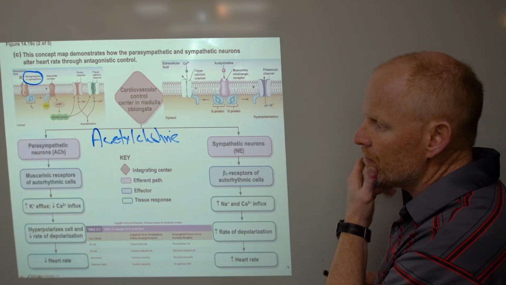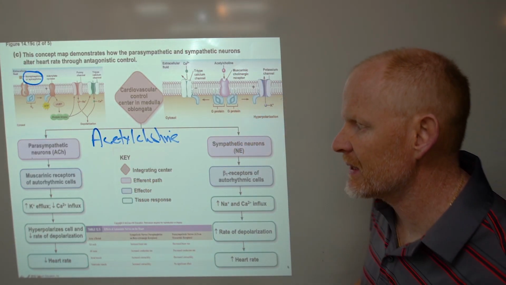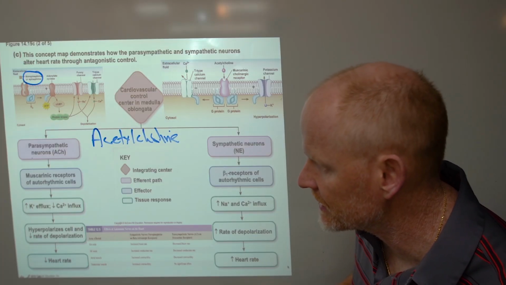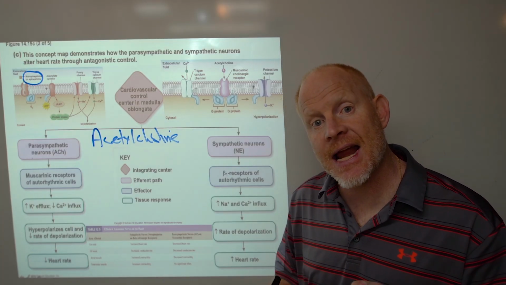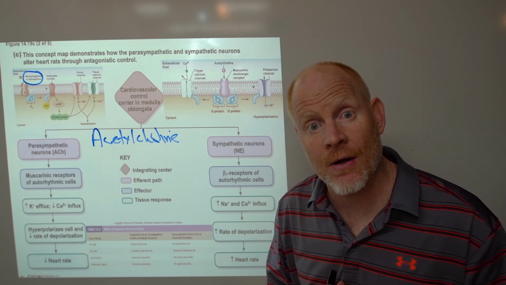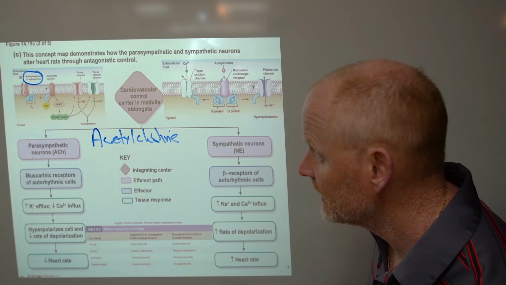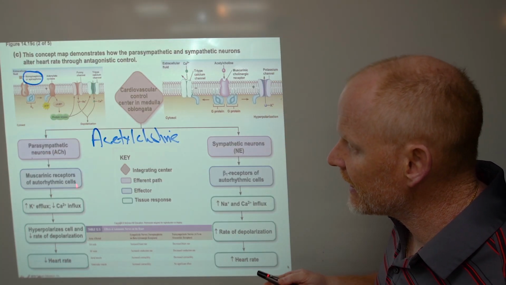So notice parasympathetic nerves bind to specific receptors on the autorhythmic cells that are called muscarinic receptors. That's one type of acetylcholine receptor. Muscarinic is named because it binds the mushroom toxin called muscarine. That's where the name comes from. That's how they were discovered, and they're found in the autorhythmic cells.